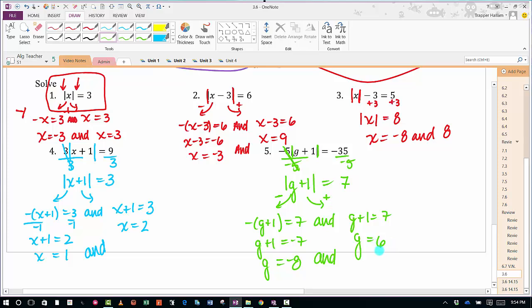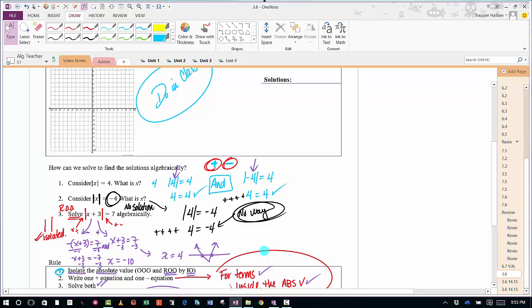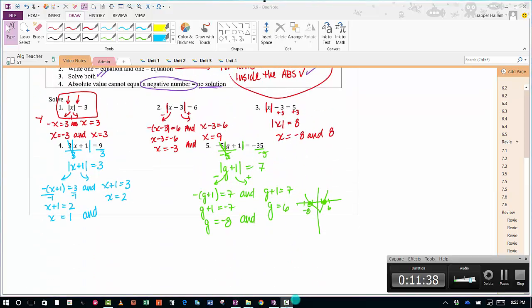These would be the x-coordinates of where this absolute value crosses the x-axis. So I don't know where the x-axis is, wherever it is. This spot here, that's the x-coordinate of 6, and this would be the x-coordinate of negative 8. Just the x-coordinate, right? So there you go. That's how you solve the first part of this, and that's what we're going to work with. Next, we're going to do inequalities. So I'm going to pause the video, and I'll see you in a minute.